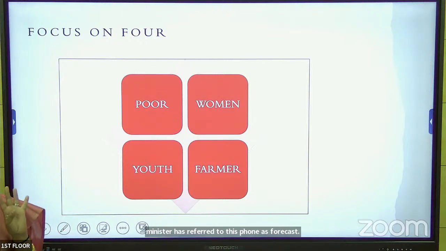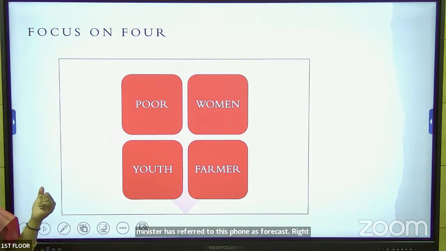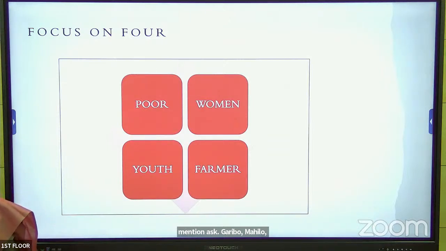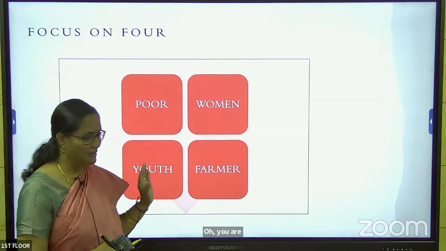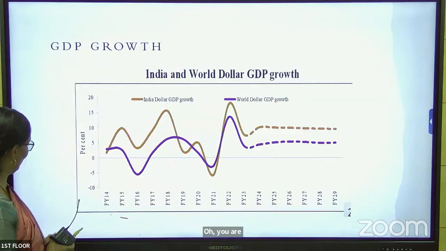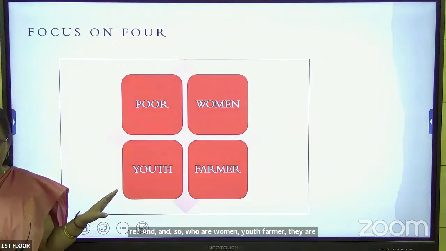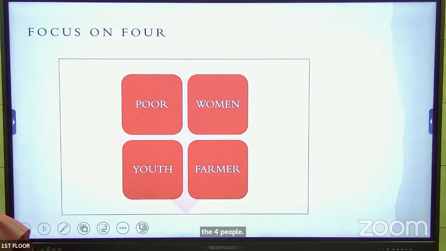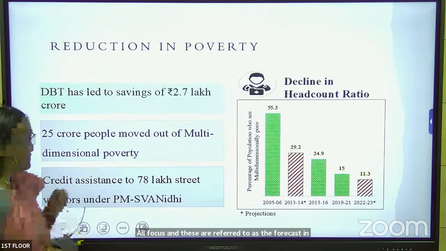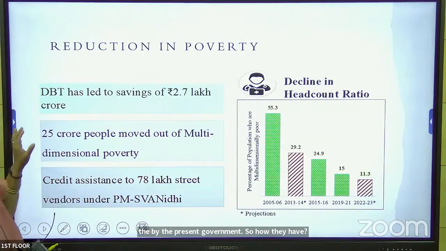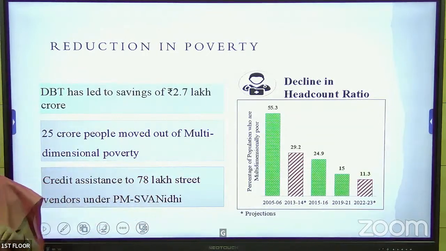Right? There are only 4 castes in India which they want to mention as Garibo, Mahilayo, Yuva and Annadatta. So poor, women, youth, farmer. They are the 4 people of focus, and these are referred to as the 4 castes by the present government. So how they have reduced the poverty.